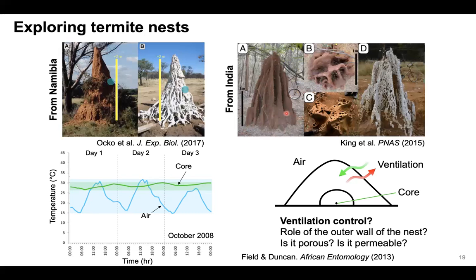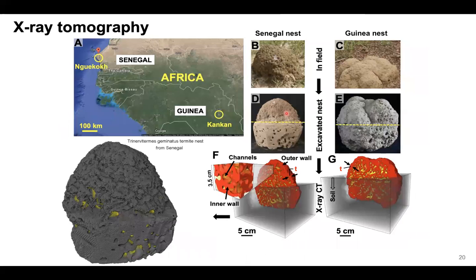So with this motivation about learning ventilation and thermoregulation, we made some nice collaborations with French researchers who gave us access to nests from Africa, from Senegal and from Guinea. And these are the nests sitting there. Then they brought them into the laboratory and we scanned them using a medical CT scanner at low resolution, on the order of 1 micrometer. And what you see here, red, is the solid structure. And the yellow is where termites move around.